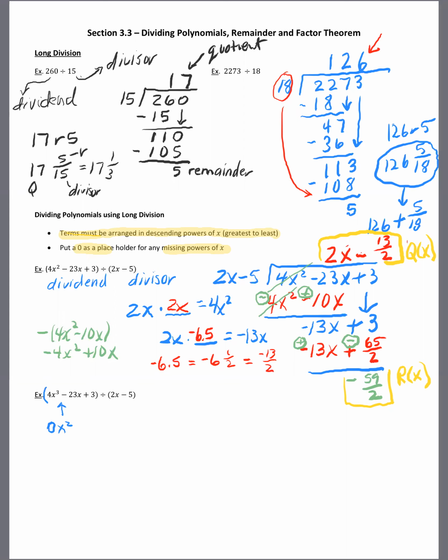All right, so when we set up this problem, we're going to have 2x minus 5 divide into 4x to the third plus 0x squared minus 23x plus 3. Let me block off this other problem real quick.